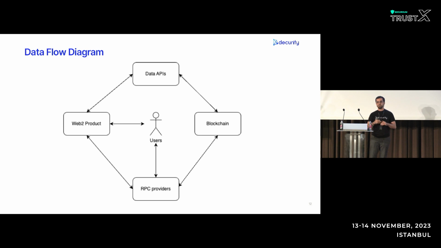So if we take a bird's-eye view at the data flow diagram of a typical Web 2.5 system, there will be this Web 2 part, which can be a centralized exchange, it can be a wallet, anything really. There are users who possibly have their own keys, so they interact with the RPC nodes to do transactions on chain. And this Web 2 product is also interacting with RPC nodes to get this data and to send transactions. And there are also some third-party APIs, such as oracles that provide the token prices, for example, or anything like that. And there is, of course, blockchain, which is kind of the backend behind all these services.